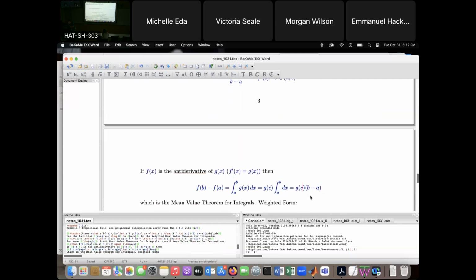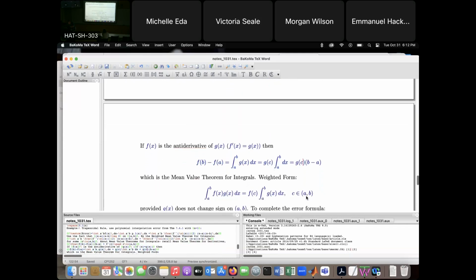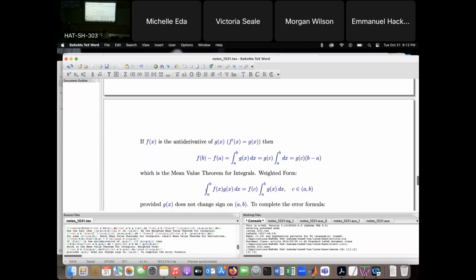Now, we have a more general theorem that we're going to need. This is the weighted mean value theorem for integrals. If you have the integral of f(x) times g(x), and if you know that g(x) does not change sign on the interval [a, b], then you can pull f out of the integral, where it's evaluated at an unknown point c. g(x) stays inside the integral.